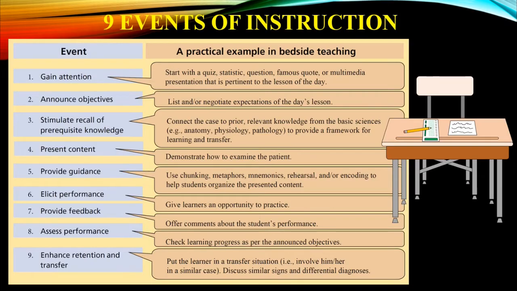According to Gagne, the 9 events of instruction are all required for effective learning. The order may vary from time to time, but all 9 steps must be present. First, gain attention by starting with a statistic, a question, a famous quote, or some other method of reeling the student's attention in.